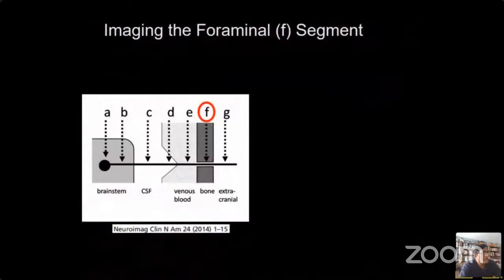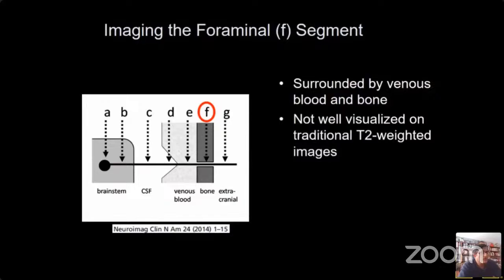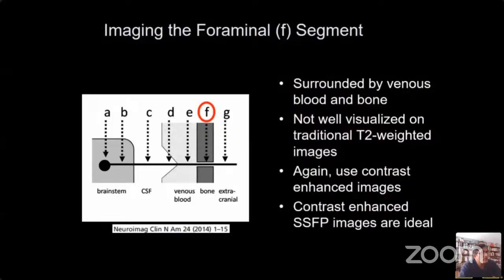And then we come to the next part of the cranial nerve that we would like to admire and analyze, which is the foraminal part. This is a foramen through which a cranial nerve will exit the cranial cavity and become extracranial. And that again can be surrounded by venous blood, some capillaries and fat, and of course bone. It's not very well visualized on the traditional T2-weighted images because of the susceptibility. But if you look at the contrast enhanced T2-weighted images, then you can see them very well.